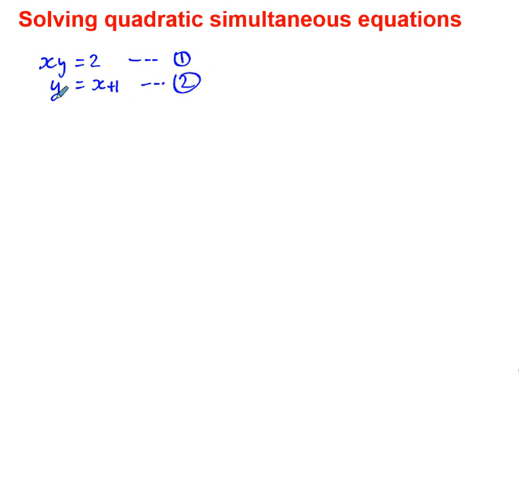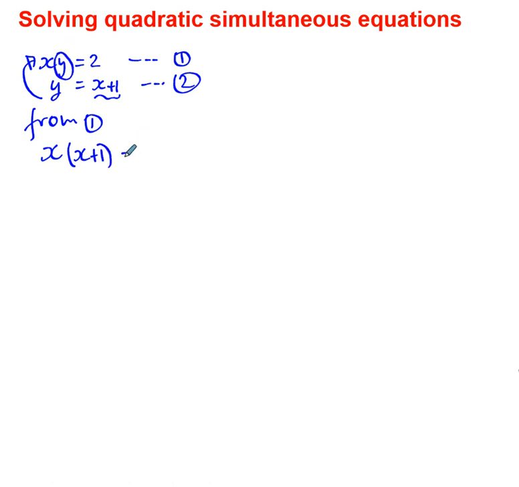Right. Y is already made the subject for equation 2, so little less work for us to do. We are going to substitute y into equation 1. If y is not the subject, then you need to make y or x the subject. In this case, y is already the subject, so we can say from 2, instead of y, I'm going to use x plus 1, to replace this y here.